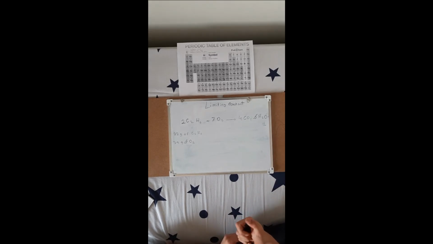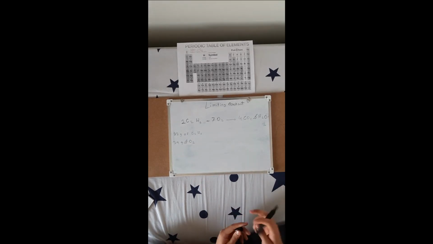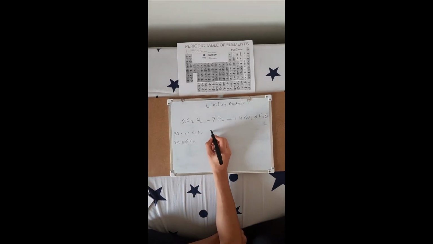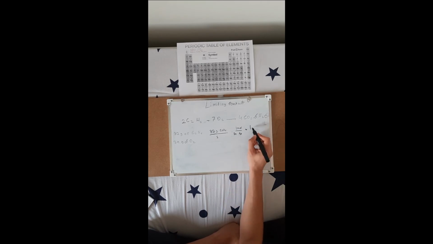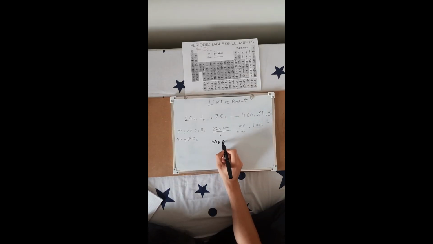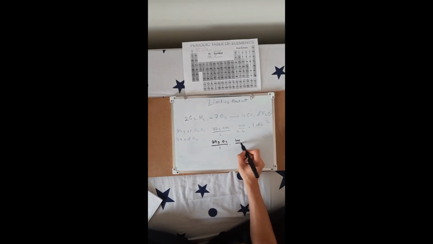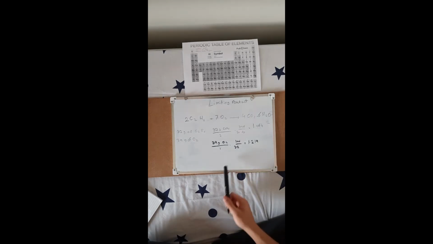First of all, we need to know how many moles of C2H6 we have and how many moles of oxygen we have. We need the molar mass to calculate these. First, 32. We know how many moles of each molecule we have.